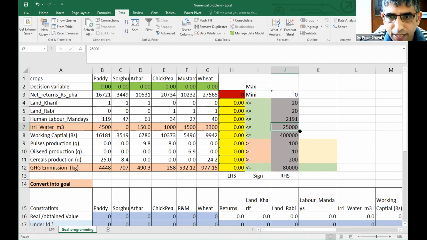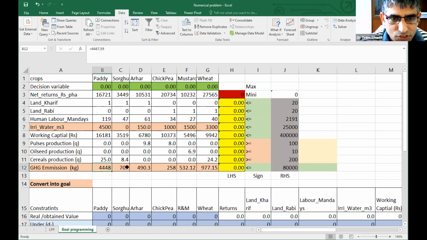Really, LP and goal programming are very important tools to simulate policies. I will demonstrate how you can simulate policies and convince policy makers that if you change this, this will happen. Not only social scientists, biological scientists can also use it. It is a very powerful tool, very convincing.